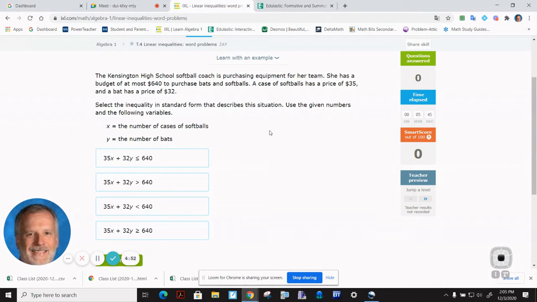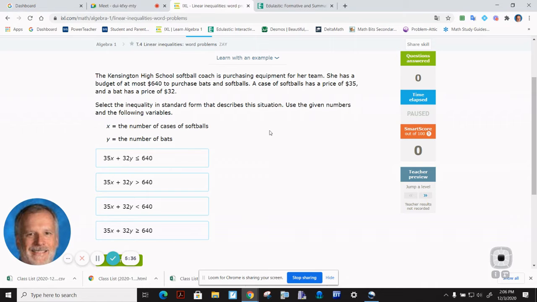The problem says that Kensington High School softball coach is purchasing equipment for her team, and she has a budget of at most $640. So the first thing I'm going to write down is at most $640. That's her budget. Now think of that. If I say at most, she could spend $640, but we're talking about a budget here. So we can't spend more than our budget. We're not allowed to do that. So at most I could spend $640, but I could spend less.